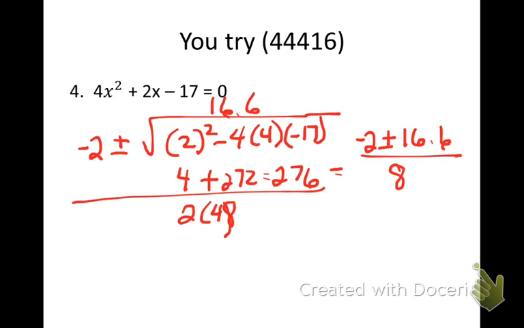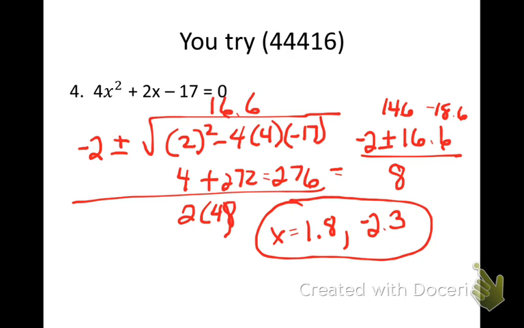So negative 2 plus 16.6 would be 14.6. Divide that by 8, you're going to get 1.8. And then negative 2 minus 16.6 would be negative 18.6. Divide it by 8 and you're going to get negative 2.3. So x equals these two answers. It just takes a little time to go through and do the calculations.